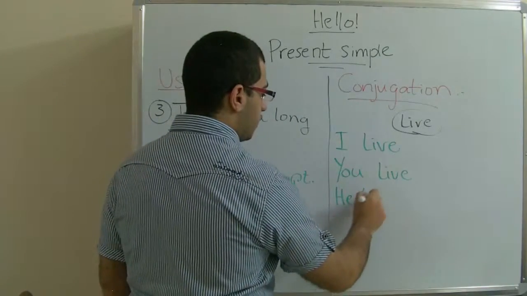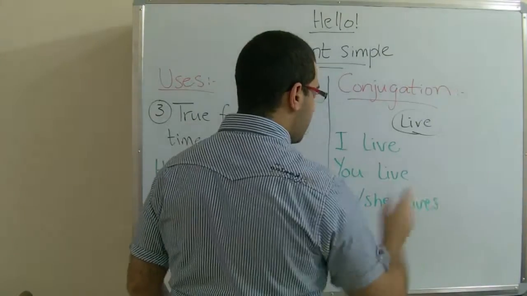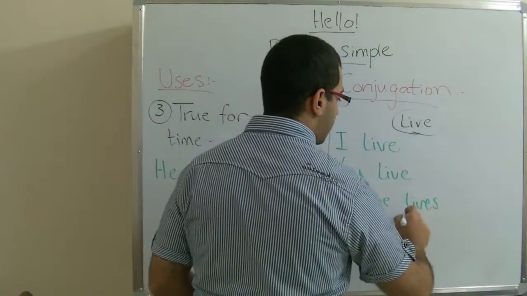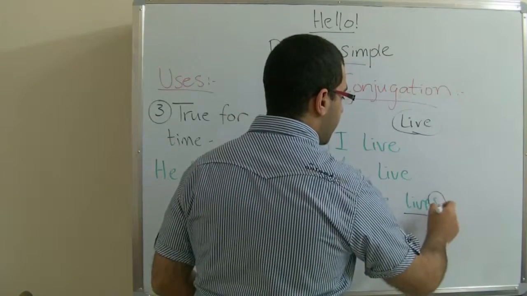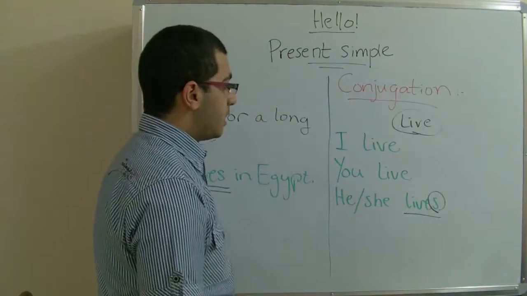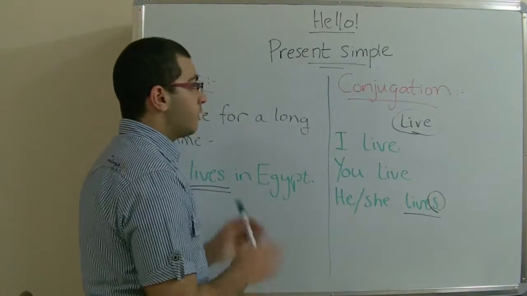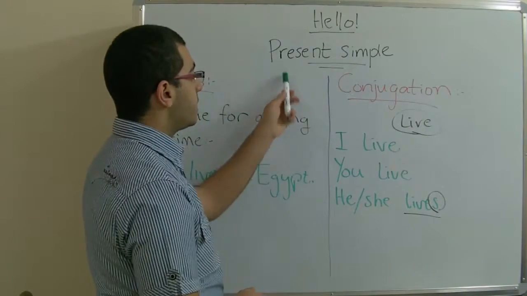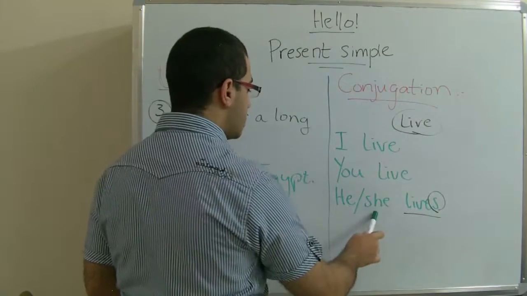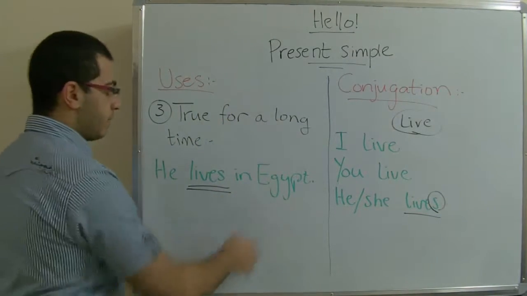He or she lives. So there's a change here which occurred to the verb. We added an S at the end of the verb. So in the conjugation of the verb in the present simple tense, we add an S for the pronouns he or she. Just like the example here, he lives in Egypt.